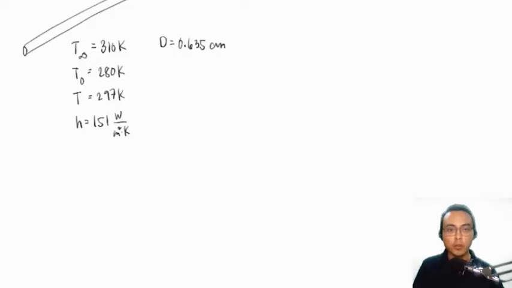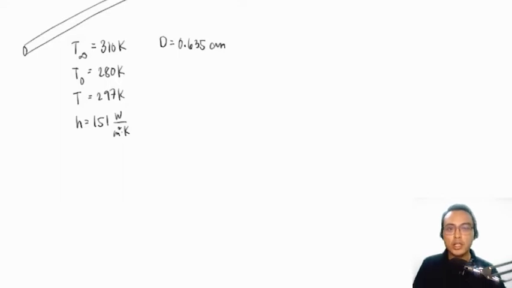Here are the givens of the problem. So we are given a long, thin cylinder with a diameter of 0.635 centimeters. The fluid temperature surrounding the cylinder is 310 Kelvin. The initial temperature of the cylinder is 280 Kelvin, while the final temperature is 297 Kelvin. The convective heat transfer coefficient is given as 151 watts per square meter per Kelvin.